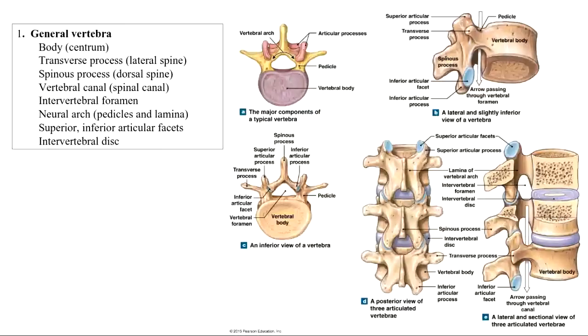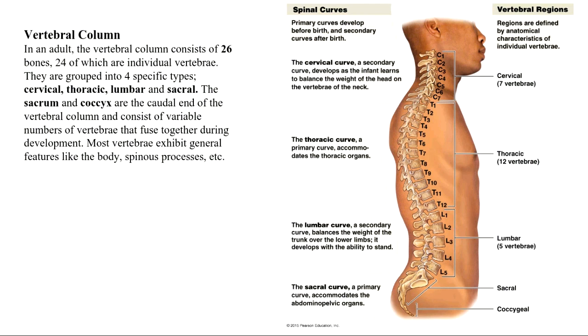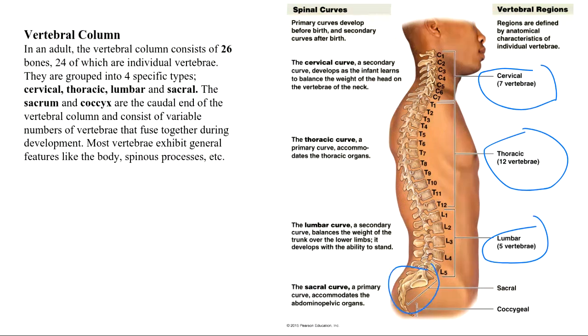On to the vertebral column. Basically, what you're going to be identifying with the vertebrae are, first of all, you want to understand that there are three different general classifications of vertebrae, primarily cervical, thoracic, and lumbar. And there are 7 cervical, 12 thoracic, 5 lumbar vertebrae, and then the sacrum and the coccyx make the final portion of the vertebral column.